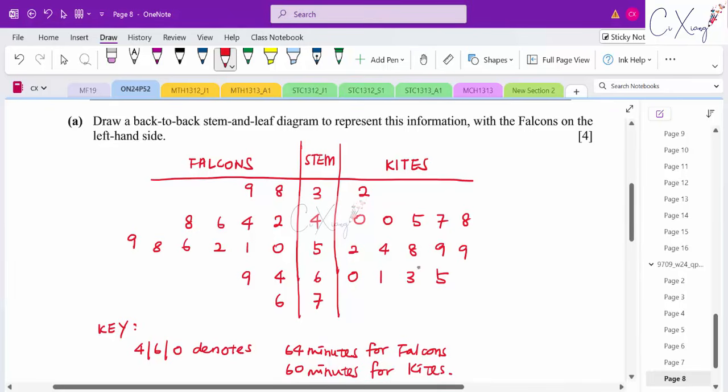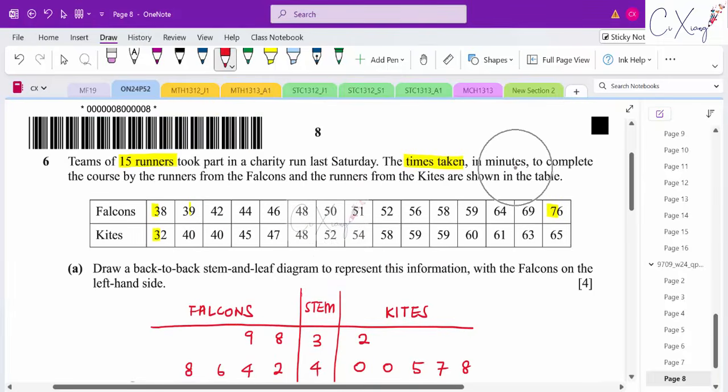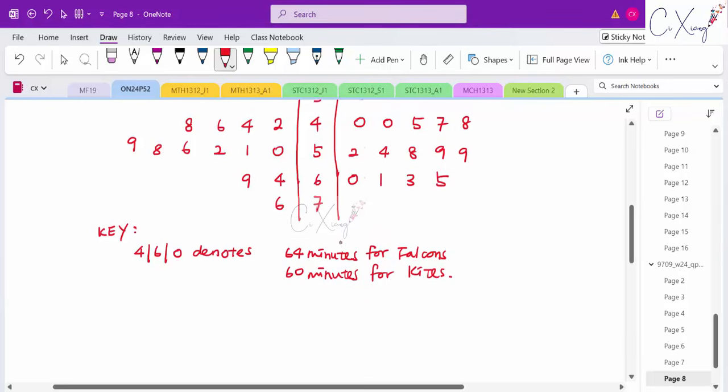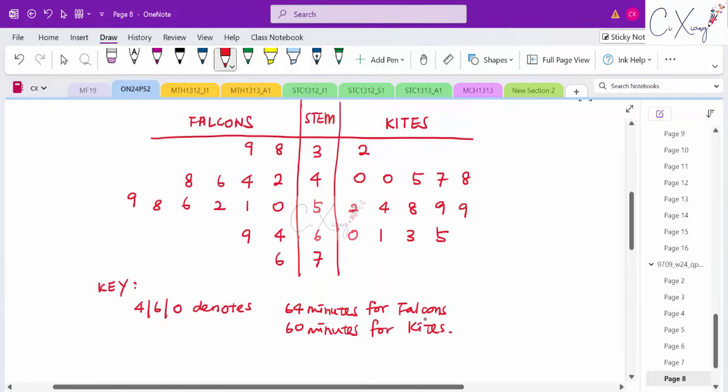Please make sure that you always remember the key. When you write the key, please state clearly what it means for the value written in the table or in the stem plot. Then the most important thing is please don't forget the unit in the context of the question. For this question, they're talking about the time taken in minutes, right? So don't forget the minutes when you write out the key. Okay, so this is what we have for part A.